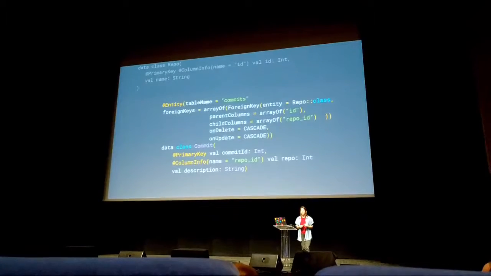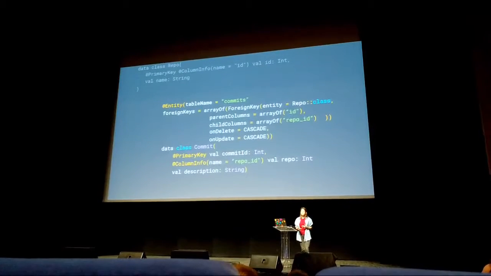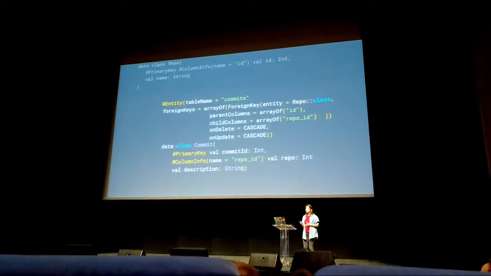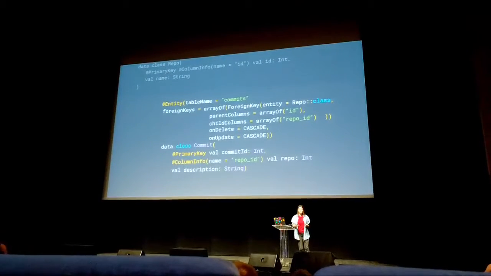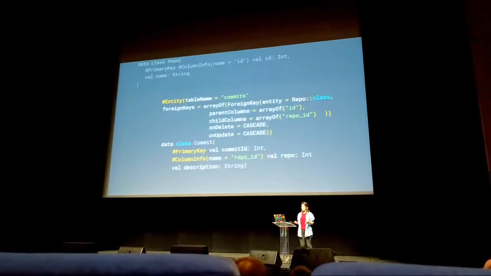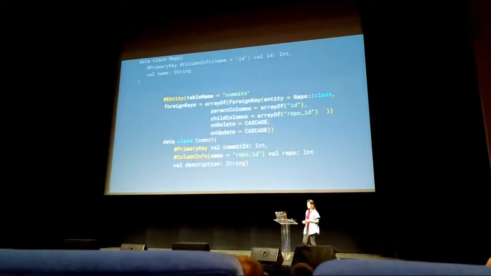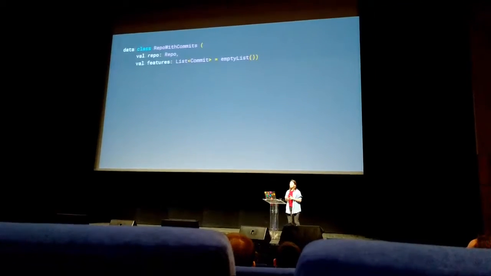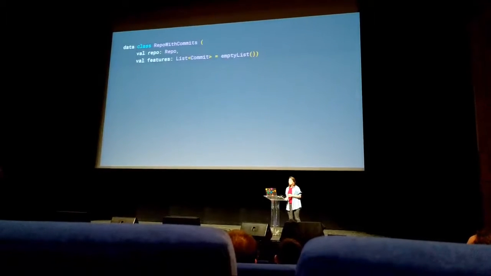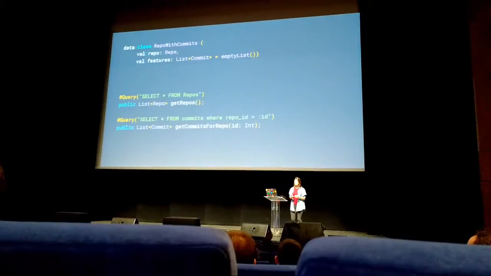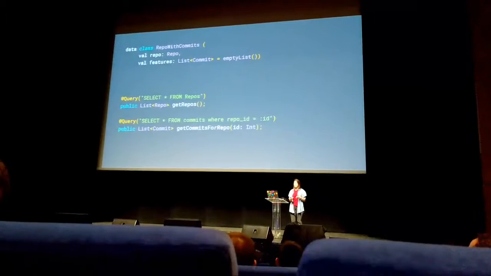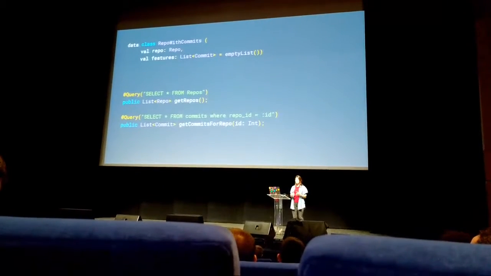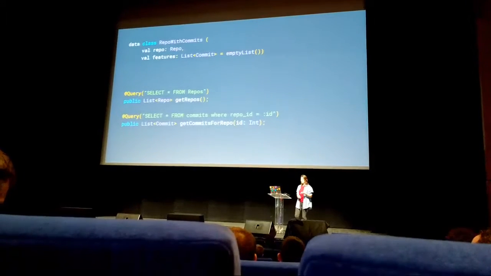And then Room also allows setting what should happen on a delete or on update. So all of this, all the foreign keys concepts are not foreign to us because they just come from the SQLite database. Room just exposes APIs to work with them. But let's say that we want to get a repository with the list of commits. So in order to do this, you would usually need to first get all the repositories and then based on all of those repositories, get all the commits for them. So you would need to trigger 2 queries.